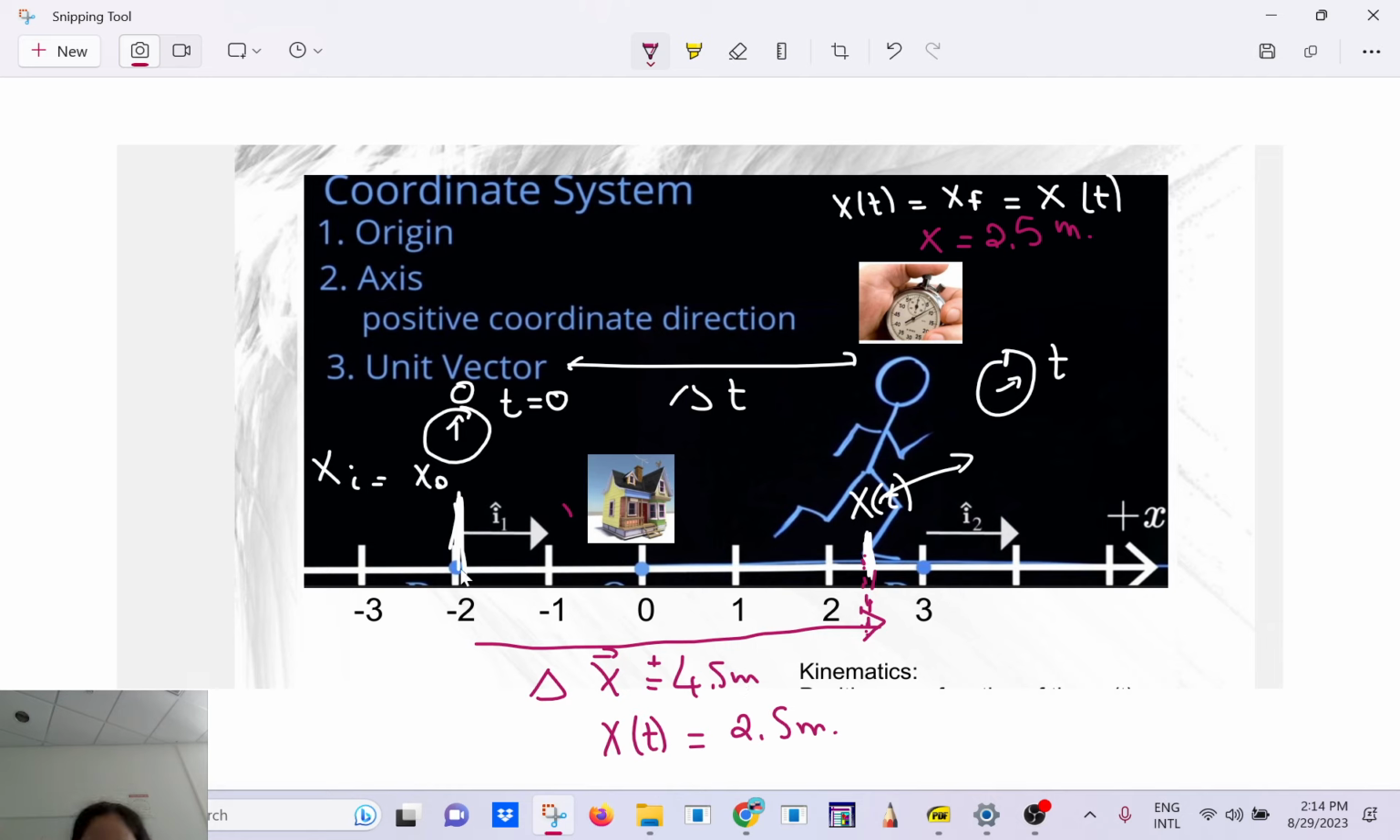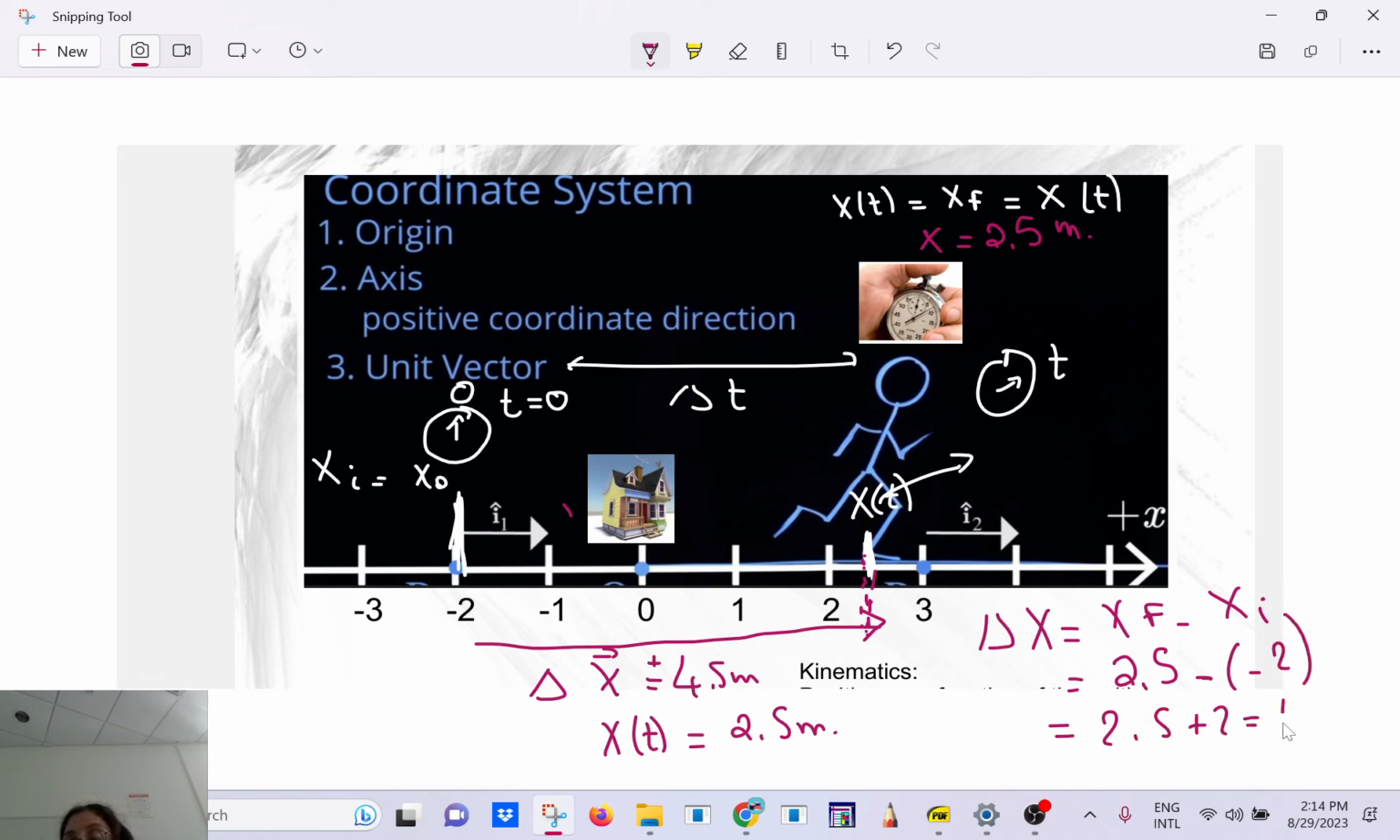I just counted. You start here, you end up here. So 1 and 2 and 3 and 4 and 4.5. Or you could say the displacement is the final position minus the initial position. So the final position is 2.5, minus the initial position, which is minus 2. So it's going to be 2.5 plus 2, so it's going to be 4.5. That will be your displacement.